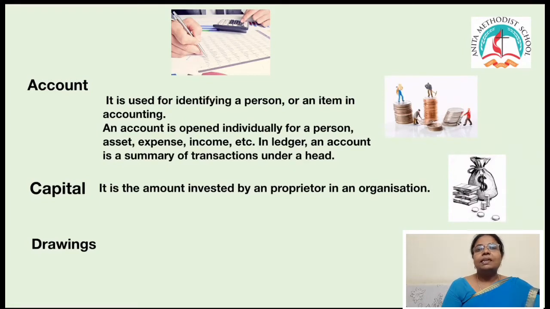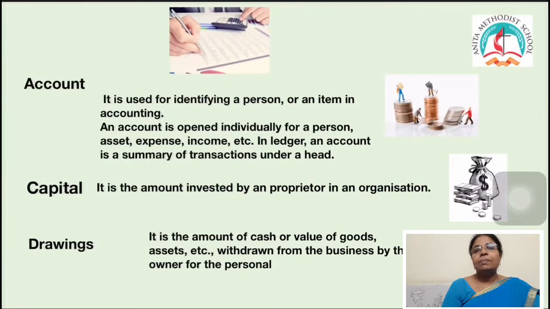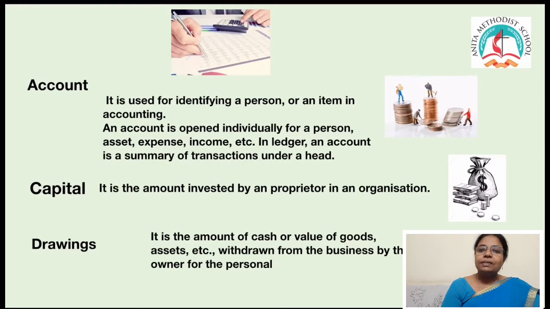Capital. Capital is the amount invested by a proprietor. Who is a proprietor? The owner is the proprietor. So whatever amount he has invested in the business is called capital. Drawings. Drawings means the amount, cash or value of goods, assets, etc. that is withdrawn by the proprietor for his personal use.